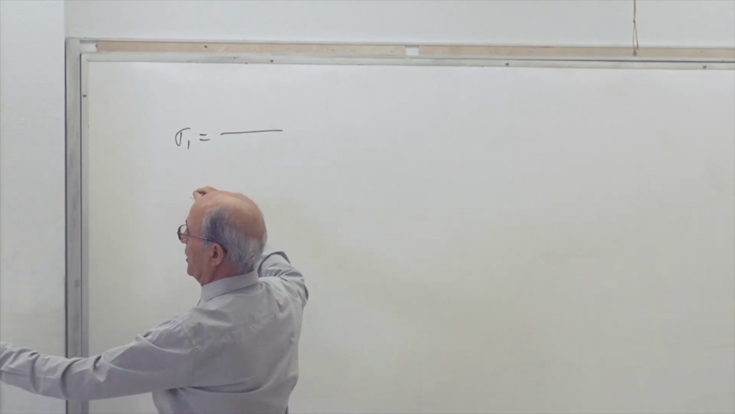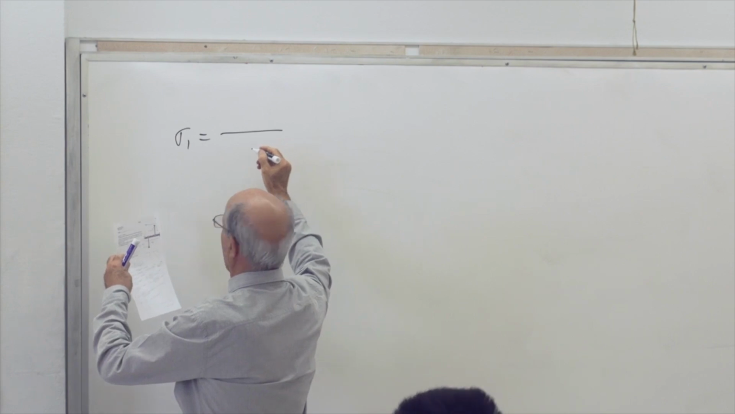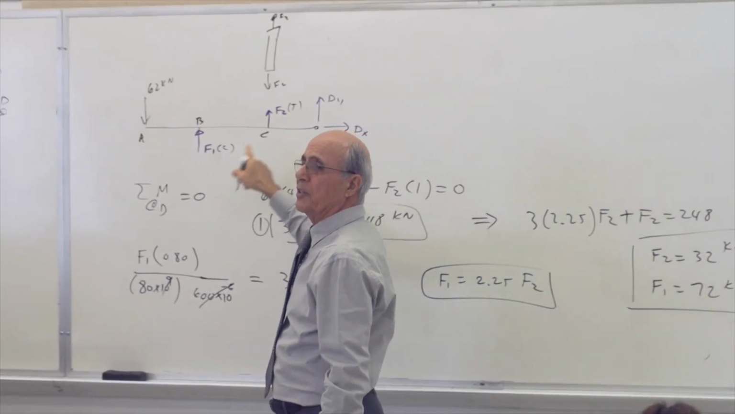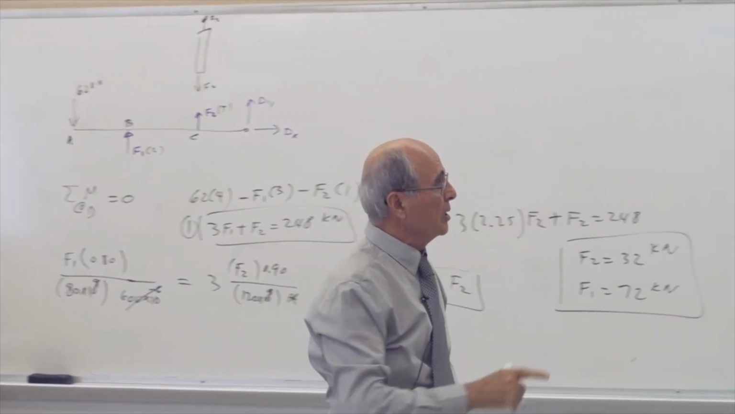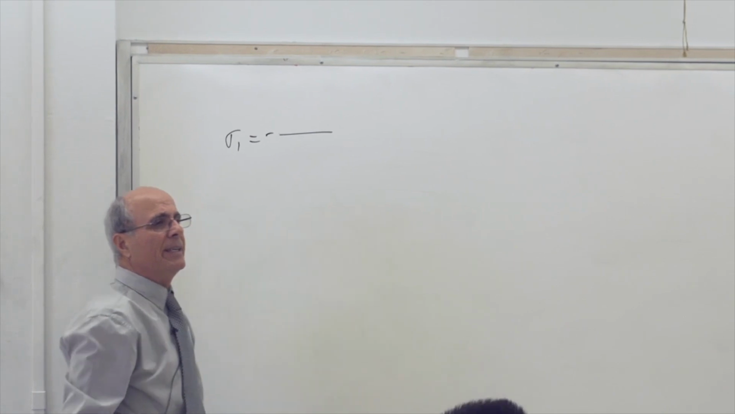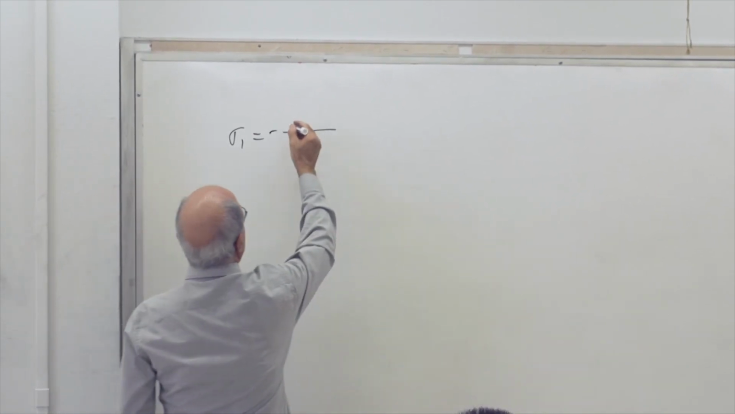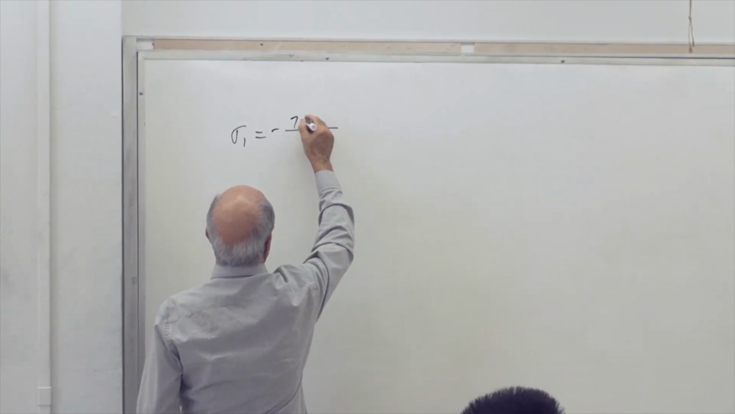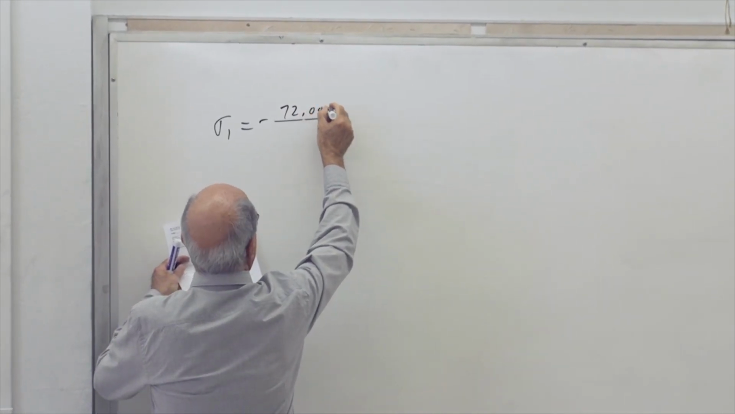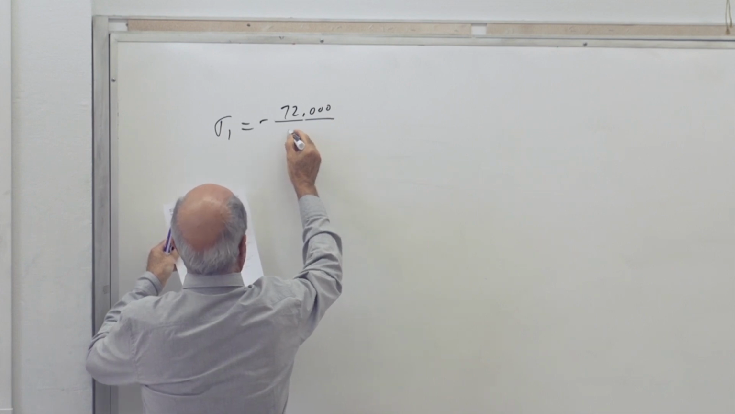So here, F1 is 72, so you have to put, okay, by the way, now here I have put this in tension, this in compression. Many of you did not do that. So sigma 1 actually is negative. So please be careful, because that's very important for epsilon, etc. So this is 72,000 Newton divided by 600.